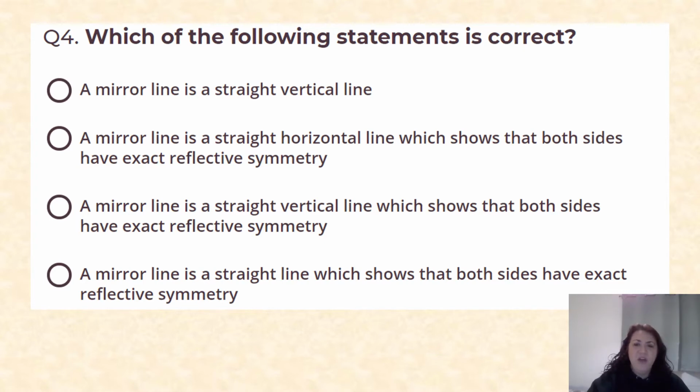Now this was very wordy, but I'm hoping that you worked out that it's the bottom one, because this one only mentioned horizontal, this one only mentioned vertical, and this one only mentioned vertical. And we know that mirror lines can be horizontal, vertical, or even diagonal. So we shouldn't need to mention horizontal or vertical.